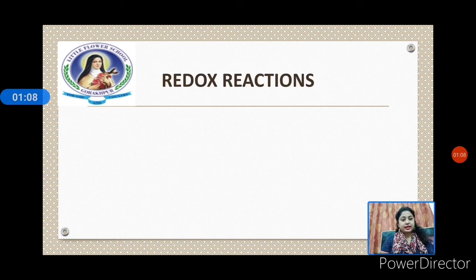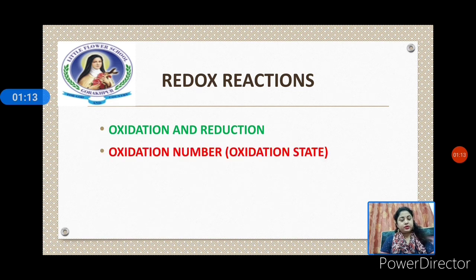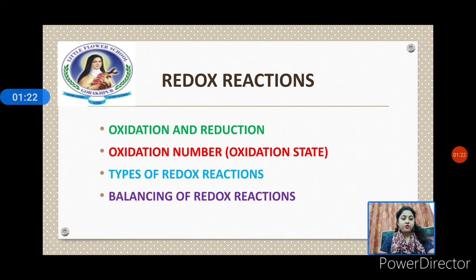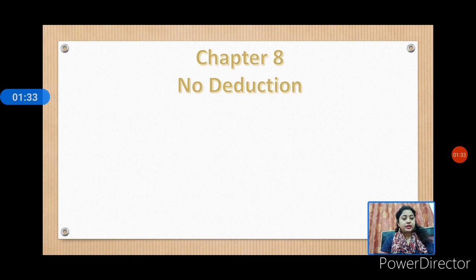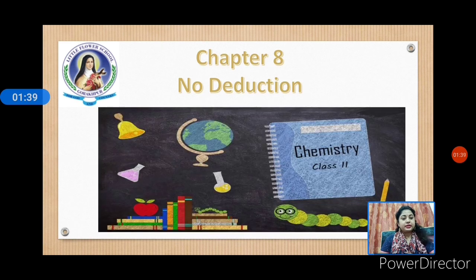In this we will study oxidation and reduction, oxidation number, that is also known as oxidation state, types of redox reactions, balancing of redox reactions. It's a small, important, interesting chapter. One thing you have to remember is that in this chapter the council has not made any deduction, so you will not find anything reduced in this chapter.